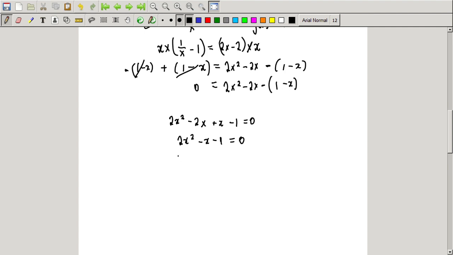I have to factorize in order to get the values of x. Factorizing, I have to find the numbers that will give me 2x squared. So 2x and x give me 2x squared. I have to find the two numbers that give me -1, so one of them has to be negative and the other one positive. So here I'm just going to be testing numbers. Okay, that's why I'm putting negatives on both sides.